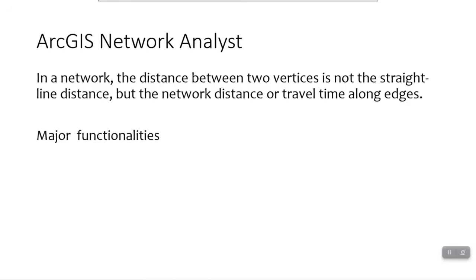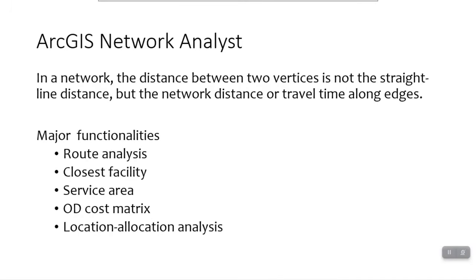There are five major functionalities in network analysis, which are route analysis, closest facility, service area, origin destination matrix, and location allocation analysis. And in this lab, we're going to learn how we can build a network dataset and then work with two important functions of the network analysis, which are route analysis and closest facility. And in the next lab, we're going to focus on the other functions of the network analysis.